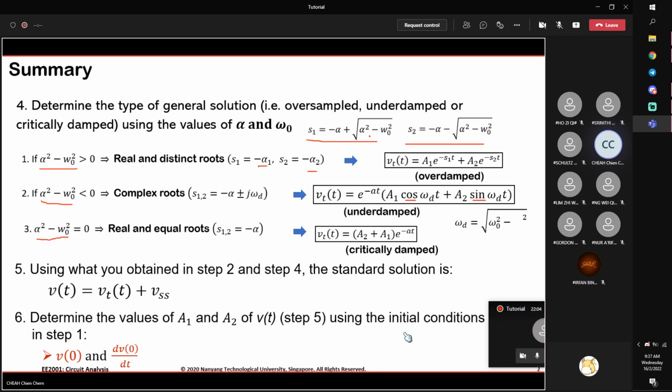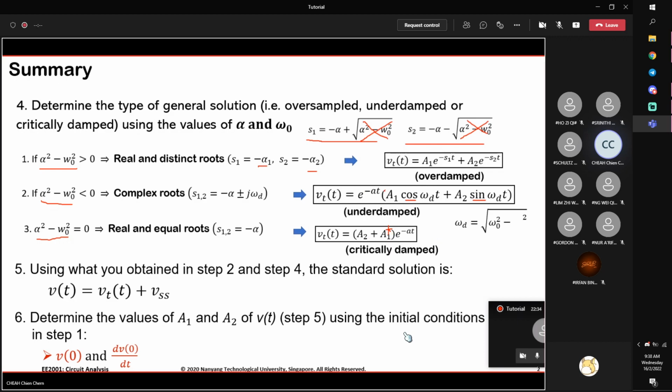Sometimes when alpha is equal to omega 0, this term equals 0, then S1 and S2 are the same, right? That is the third case, which is called critically damped. Here there's a T, right? Because they have two real equal roots, to differentiate them, we put A2 and A1T, for example. So they actually represent combinations of two of them.